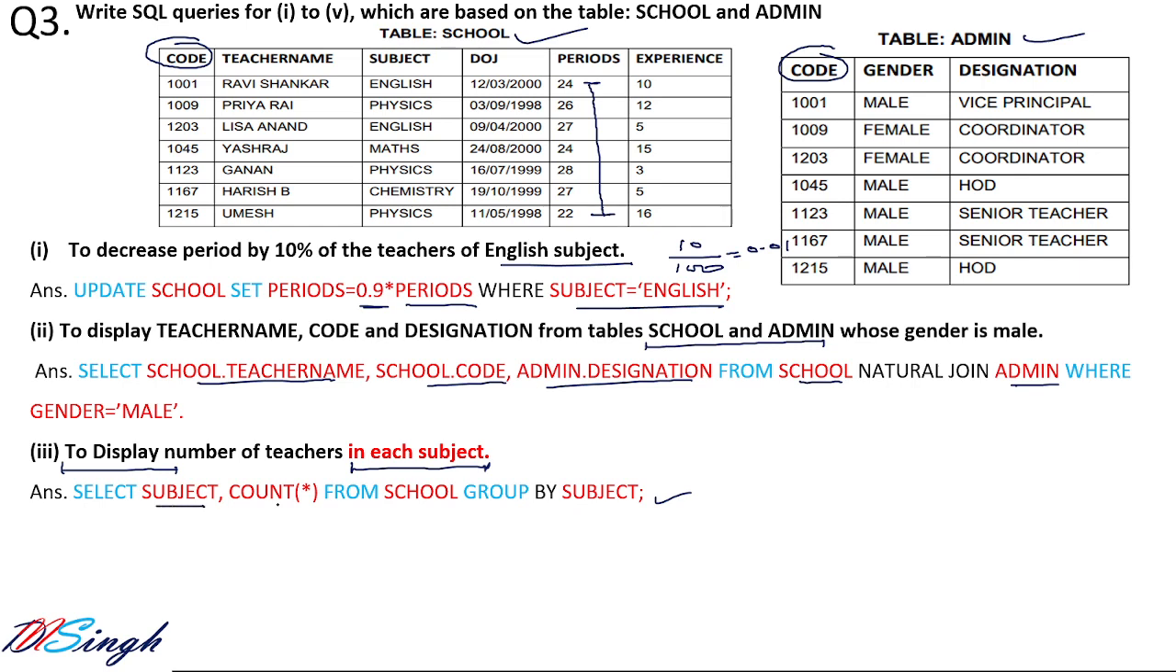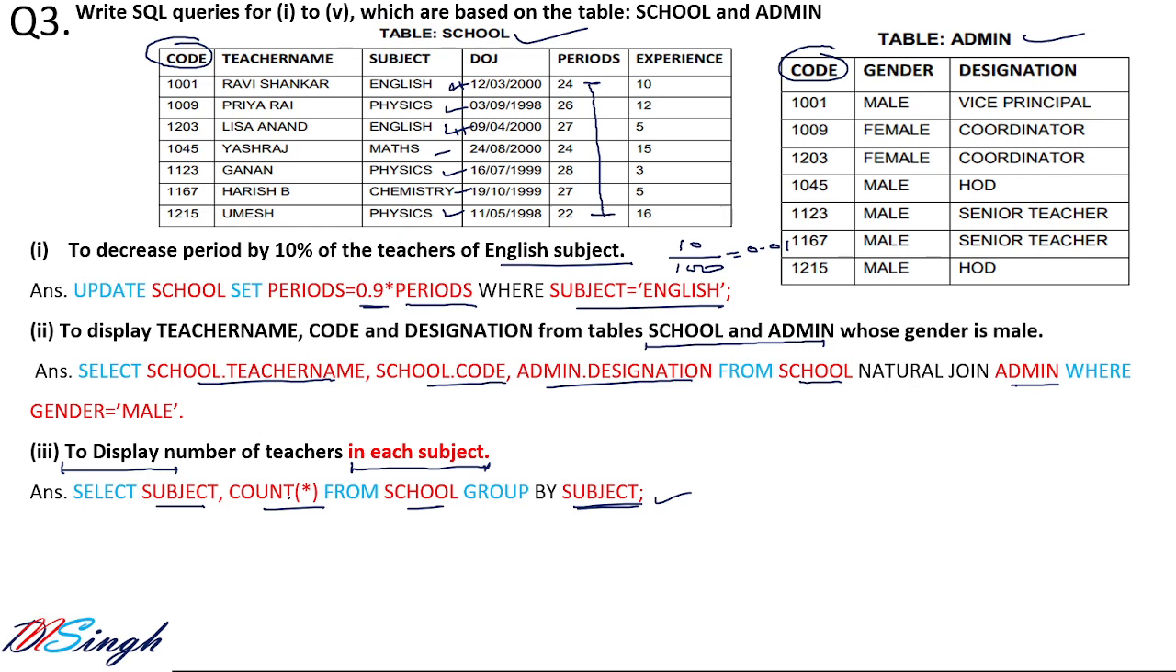We need to select subject and count star from the table school, group by subject. So we are going to group these subjects first: English, physics, chemistry and maths. So how many groups will be created? 4 groups, and the count for them: for English how much is there? 1, 2. For physics 3, for chemistry 1, maths 1. So English 2, physics 3, because 2 times English comes.